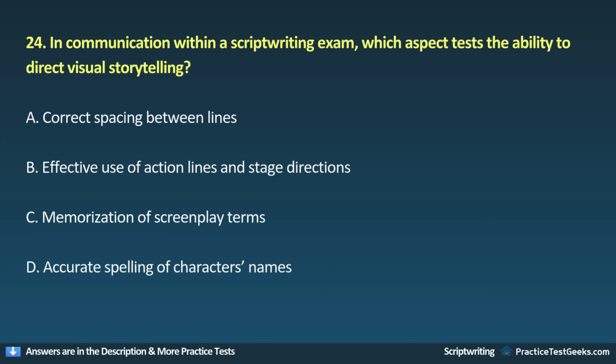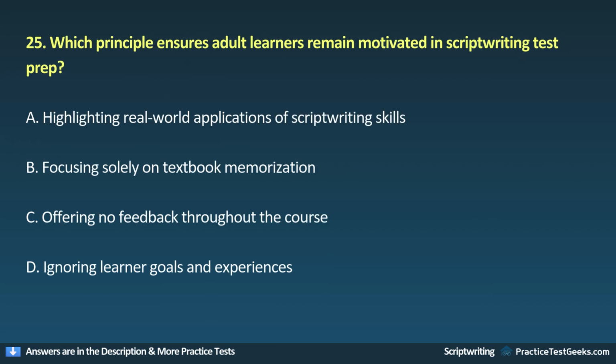24. In communication within a scriptwriting exam, which aspect tests the ability to direct visual storytelling? A. Correct spacing between lines. B. Effective use of action lines and stage directions. C. Memorization of screenplay terms. D. Accurate spelling of characters' names.